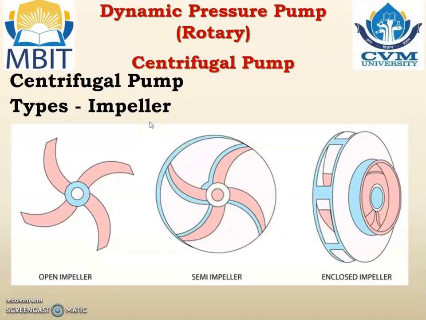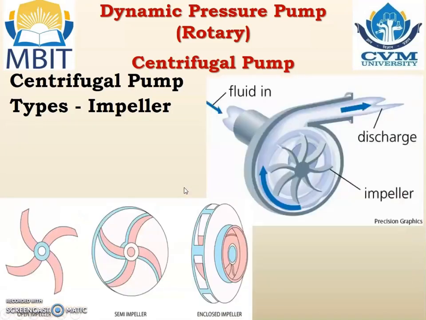So there are the three types of impeller as we have studied. This is known as the open impeller, which is open from both the sides. Semi-closed impeller, it means it has one side closed, and enclosed impeller, so the impeller is closed from both the sides. So you can see here the pump with, you can say, open impeller.